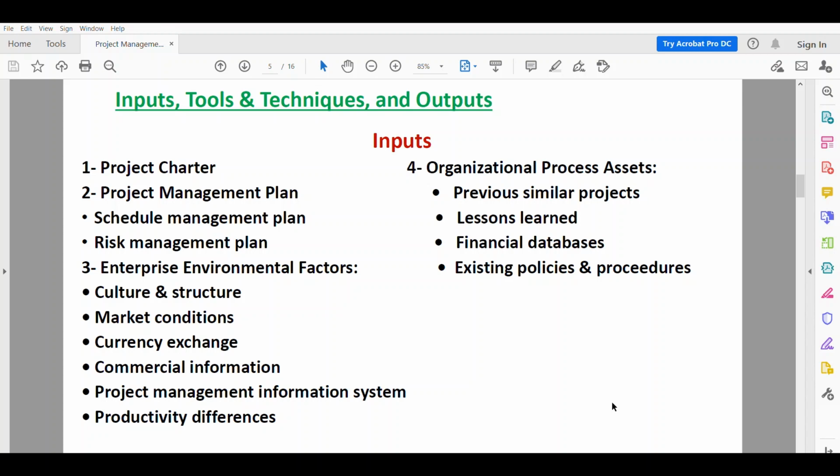The fourth one is the organizational process assets. What we actually use are previous similar projects. We use lessons learned from the database of the company. We use financial databases also. We use existing policies and procedures. So these will affect all, and they will be our input to the project cost management plan. The tools and techniques. Let's go to the next slide.